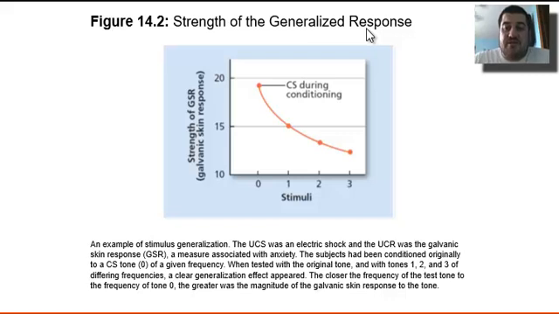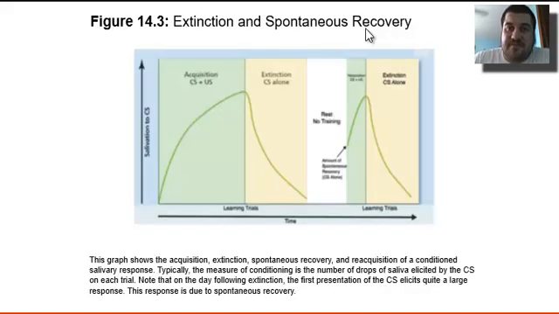And so when tested with the original tone and with tones 1, 2, and 3 of the other differing frequencies, a clear generalization effect appeared. The closer the frequency was to the original tone that they knew they were going to get shocked on, the greater the magnitude of the GSR to the tone. So you can see that on this curve here. 0 is when they're getting shocked. 1, 2, and 3 are differing tones. Generalization occurs.